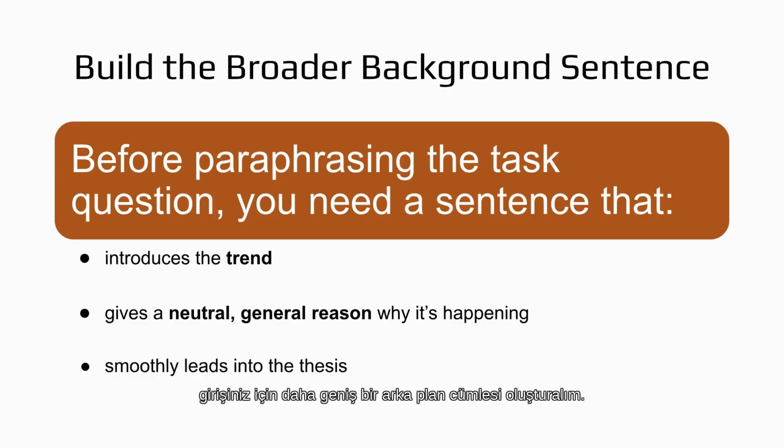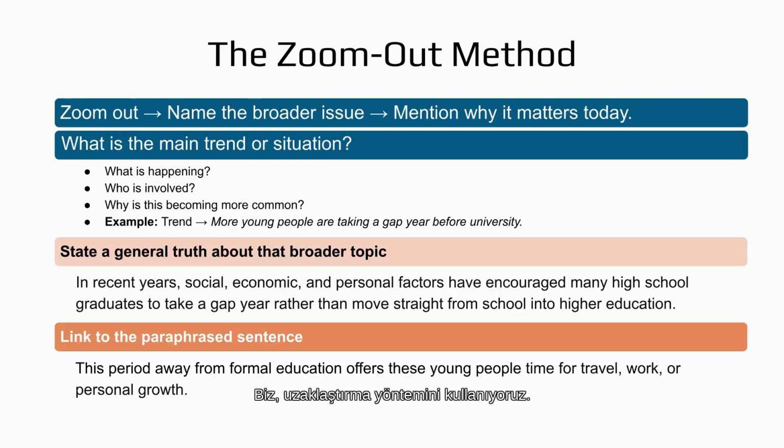Next, let's build the broader background sentence for your introduction. This sentence should introduce the trend, give a neutral reason for its existence, and smoothly lead into your thesis statement. We use the zoom out method. Start by identifying the main trend, then state a general truth about the broader topic, and finally link it to the paraphrased question. This establishes context for your essay.